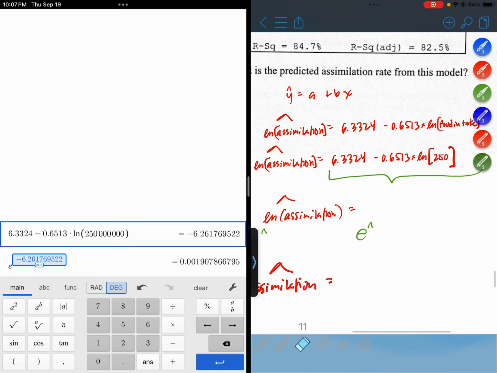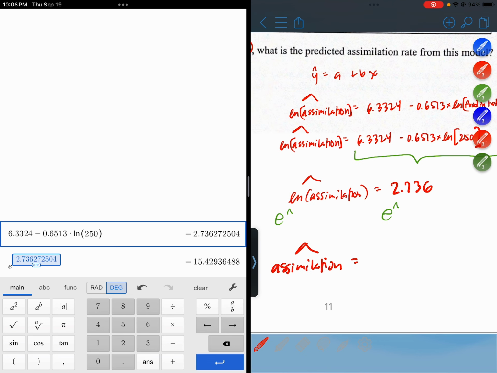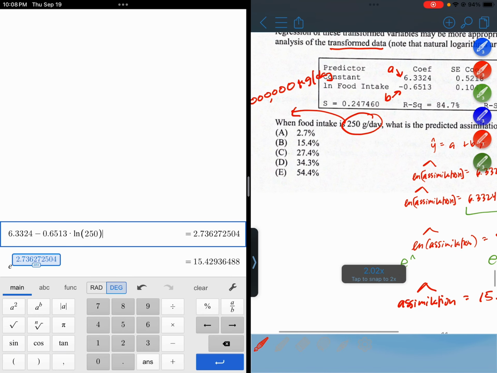Let's go back here, and can I just delete? Oh, I can. Look at that, it even updates the other work I did below. When we use 250 as the input, we get 2.736 as the output. But of course, we still have to unnatural log that, so use base e raised to that value. And then we get 15.43. All right, let's look at the answer choices. There is a 15.4.